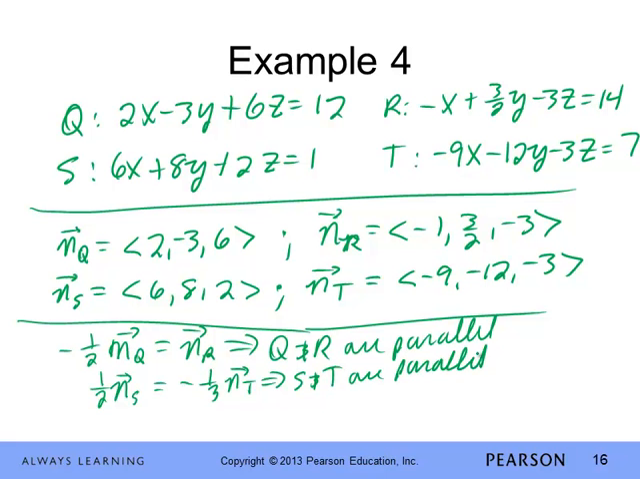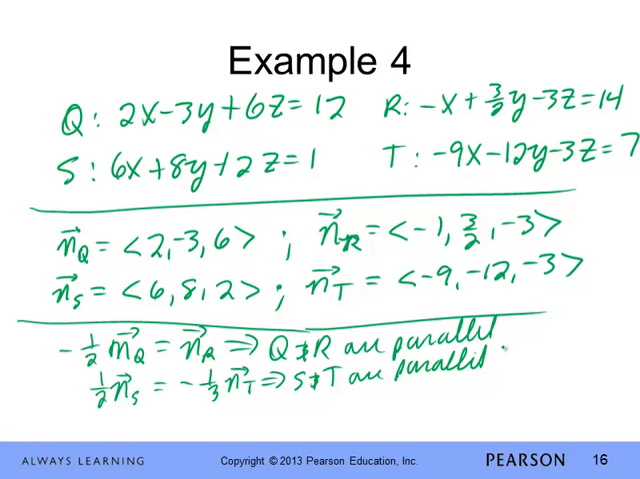You could also check to see if any of these planes are perpendicular, orthogonal to each other, by taking dot products. So, for example, if you were to take the dot product of n sub q and n sub s, what would you have? You'd have 12 minus 24 plus 12, which is 0. So this dot product is 0. Because n sub q is orthogonal to n sub s, that means n sub q is also orthogonal to n sub t.